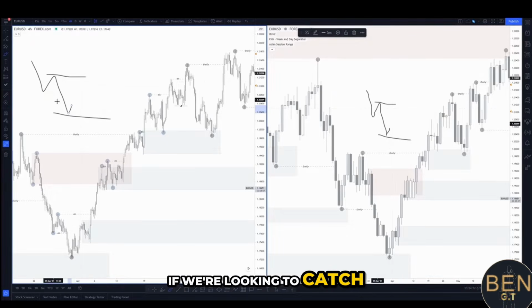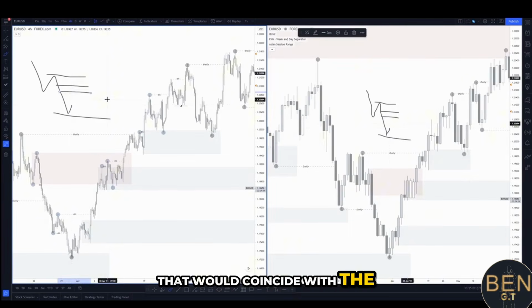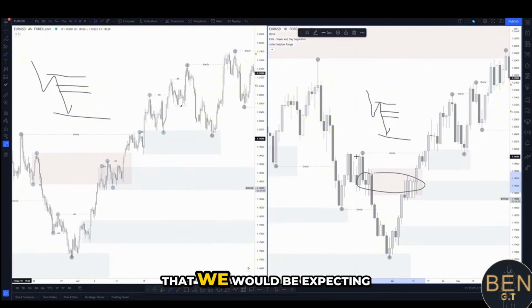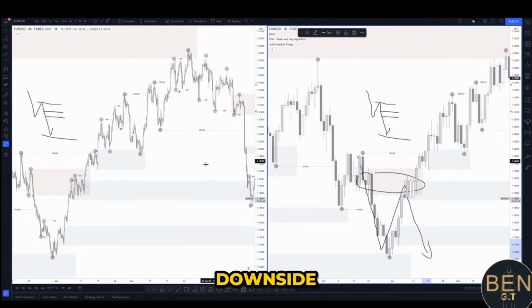Realistically, if we're looking to catch the lower high and look for an additional short opportunity, we'd be looking to identify supply zones that would coincide with the formation of that lower high. So in this case, we have a supply zone here that we would be expecting price to react off of and create a lower high and continue moving to the downside.